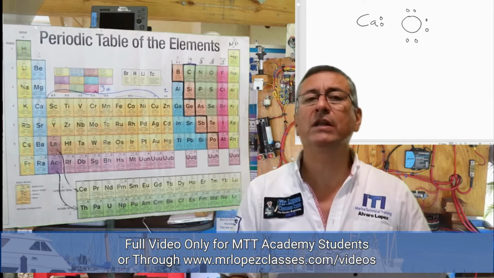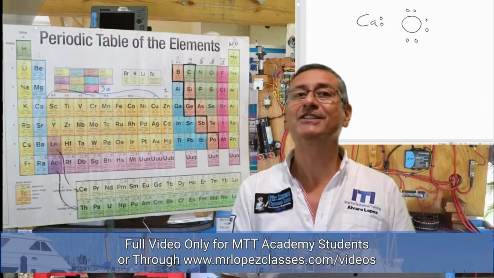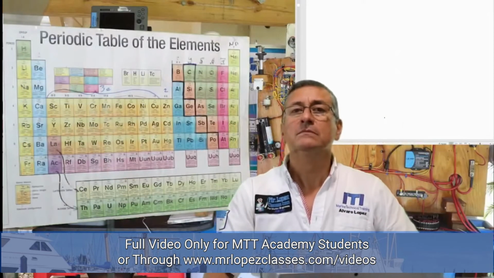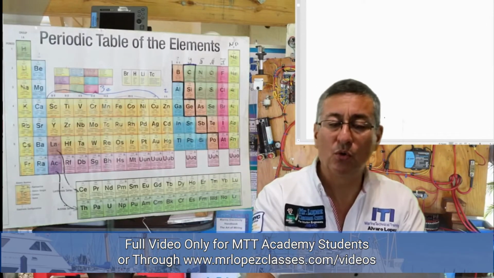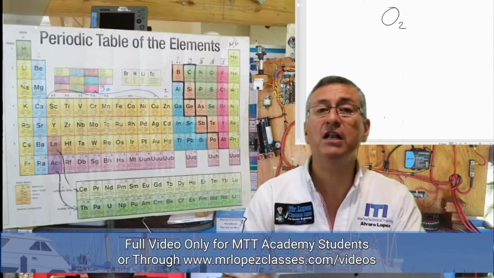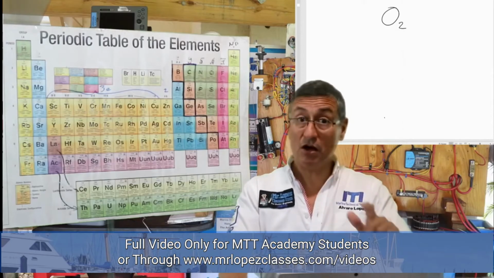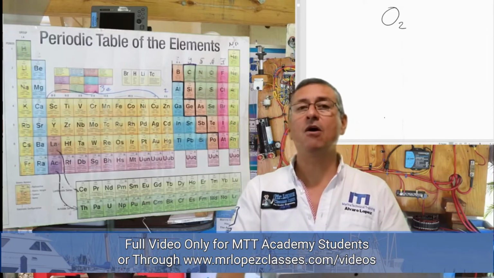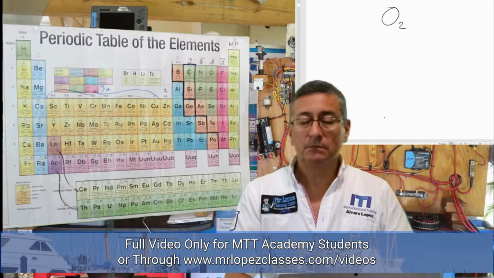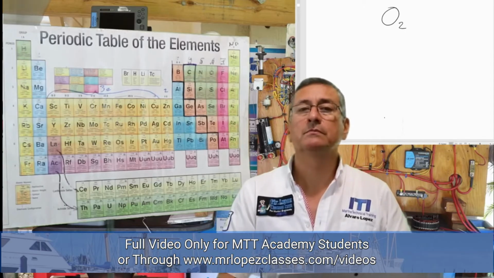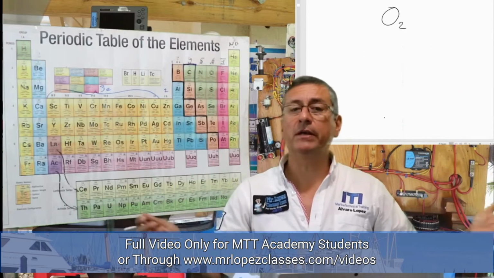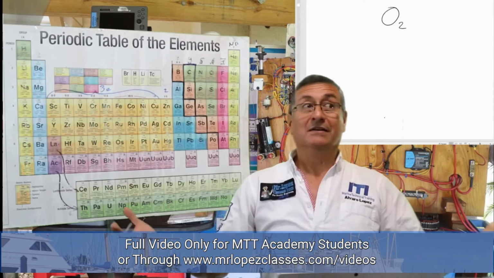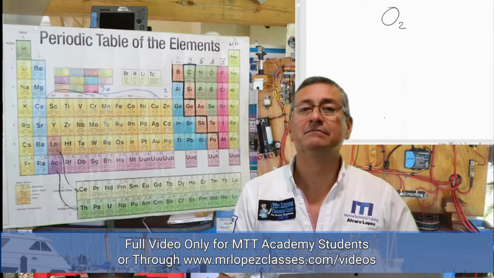In that particular case, what is the more noble element? Oxygen. And the less noble? Calcium. What is the name of that molecule? O2. My friends, when you breathe oxygen, you breathe O2, not single oxygen. If you breathe single oxygen, that's not good. I'm going to explain right now what happens. You breathe O2. That's the oxygen in the environment.